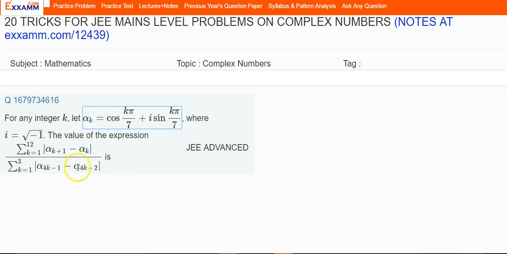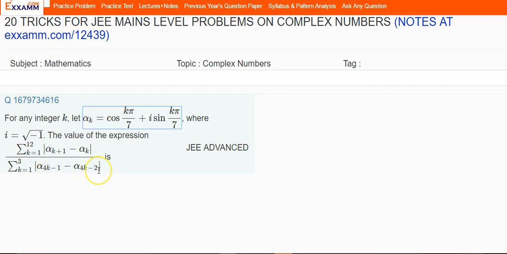Now what does alpha k plus 1 minus alpha k represent? It represents the side of this polygon. So suppose the side of the polygon is L and we are summing it over 12 terms. So what do we get? 12L. And alpha 4k minus 1 and alpha 4k minus 2, these are two consecutive, for k = 1, 2, 3. These are also 3 consecutive 14th roots of unity.